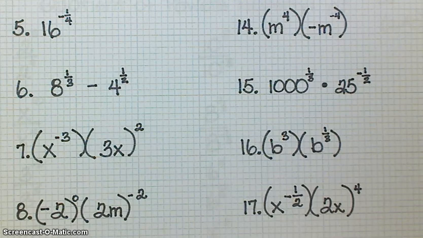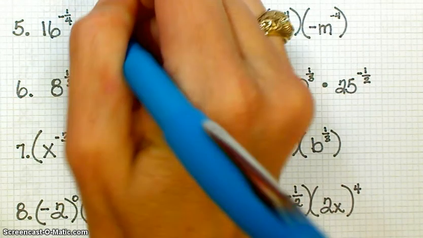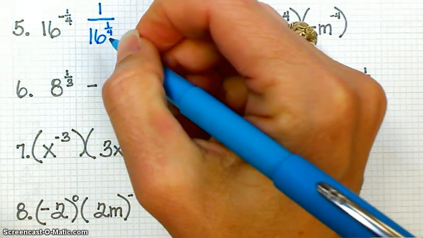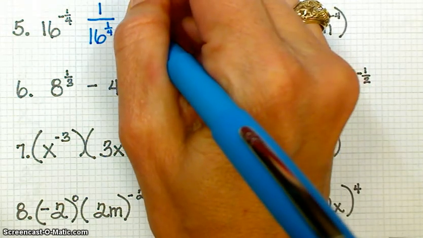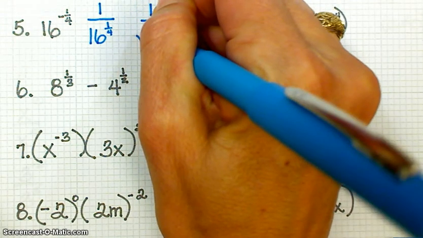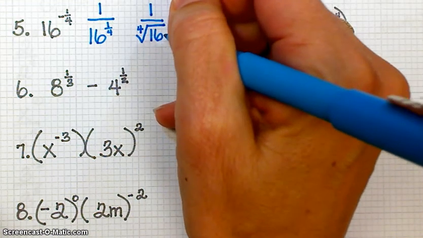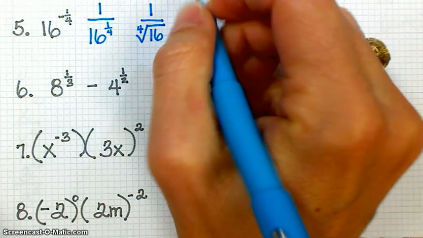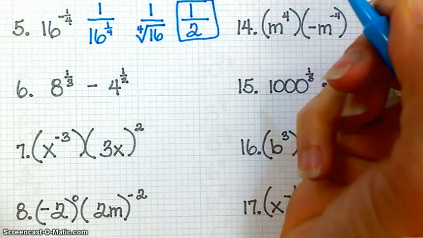Okay, so number 5 says 16 to the negative 4th power. All right, get rid of the negative part of the exponent, so that's going to be 1 over 16 to the 1/4 power. 16 to the 1/4 power is basically saying please take the 4th root of 16. So 1 over the 4th root of 16, meaning what number multiplied by itself 4 times is going to give you 16? Well, that's 2 times 2 times 2 times 2 that gives you 16. So the 4th root of 16 is 2. And 1 over 2 is 1/2.